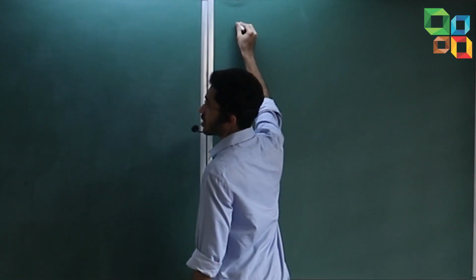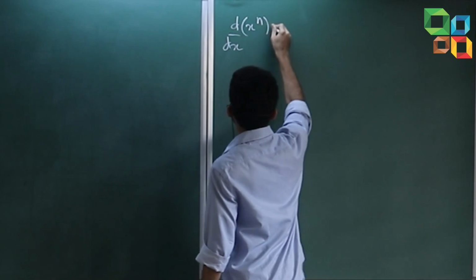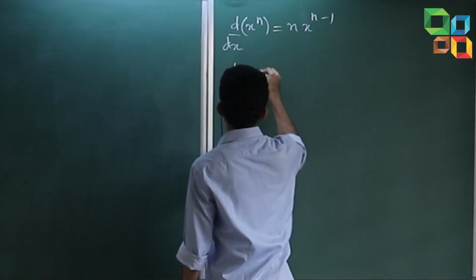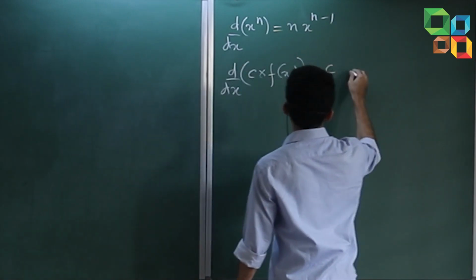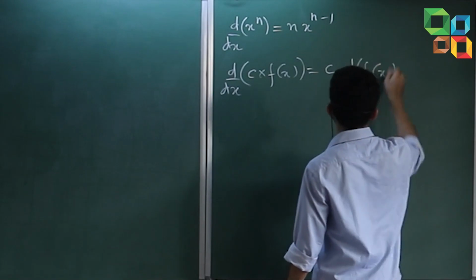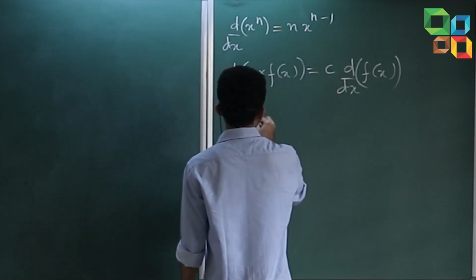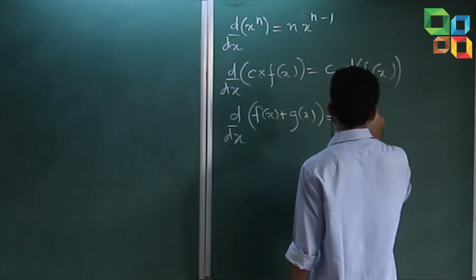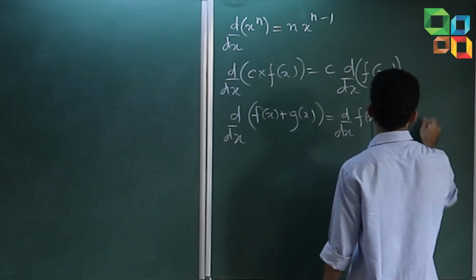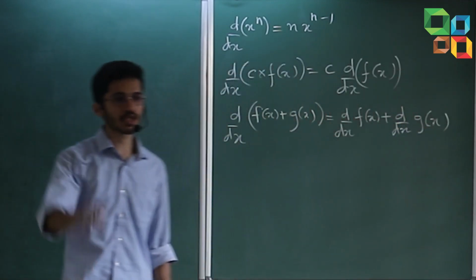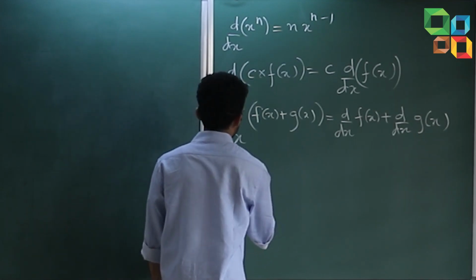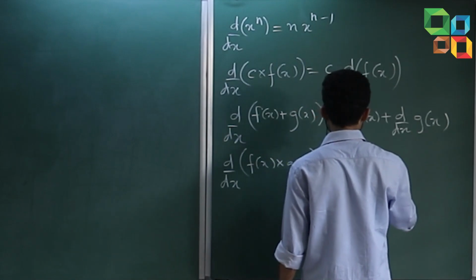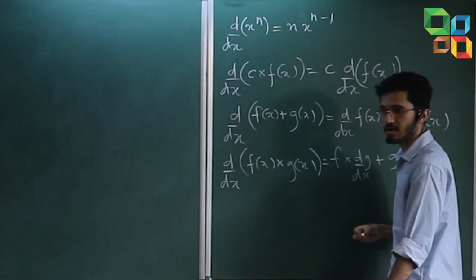So I'll write it here. d by dx of x power n is n into x power n minus 1. x is the variable. d by dx of a constant into a function of x is the constant into d by dx of the function of x. d by dx of one function of x plus another function of x is d by dx of one function of x plus d by dx of the other function. d by dx of f of x into g of x is f into the derivative of g. Please take this down.